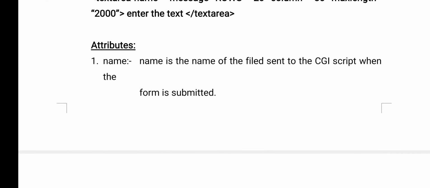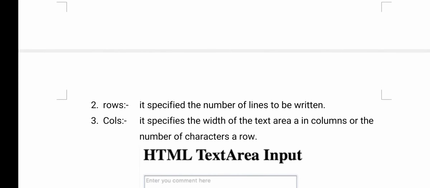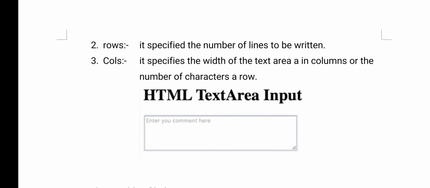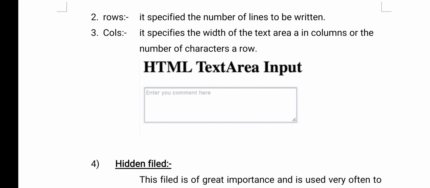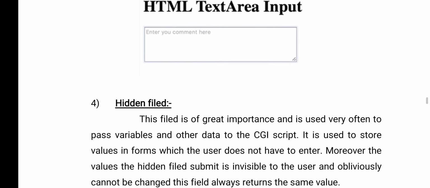Now the name of the box, rows. You see the attributes here. Rows specifies the number of lines to be written. How many lines you want in that particular box, you can give using the rows attribute. Now the cols attribute specifies the width of the text area. How many columns you want in that box, you can give using the cols attribute. You can see this. This is a textarea.